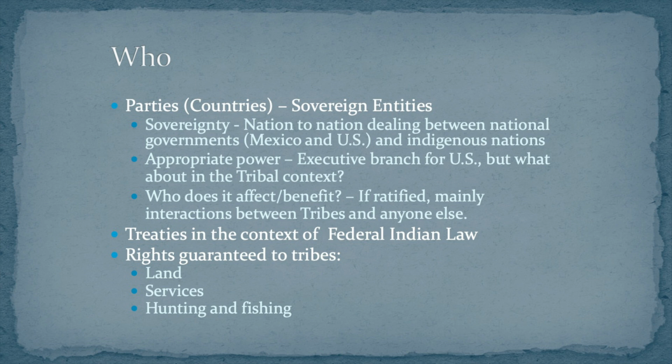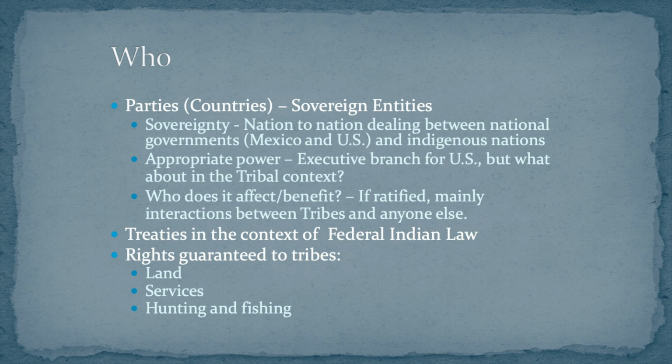So, like I said, the parties, so when we're talking about international law, we're usually talking about countries or maybe an NGO or an IGO. There's some type of sovereign entity usually that has the power to do it. So if we're thinking about sovereignty in the terms of Indian nations, it's a nation-to-nation dealing between national governments and indigenous nations, right? This can happen. That each has the power to do this. But we have to question when it comes to Indian treaties, and again, we'll dive into this more, but I want to get you thinking about it in this session today.